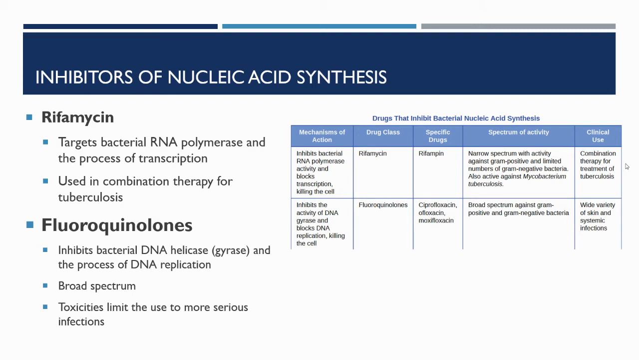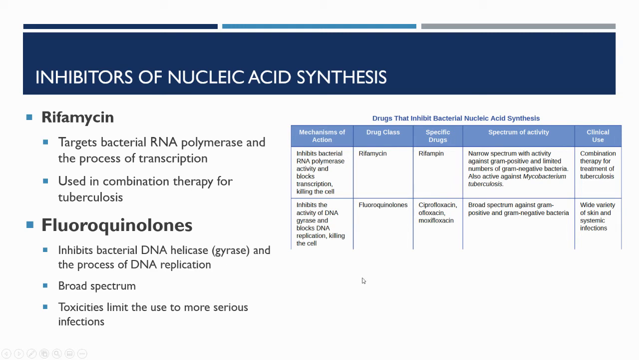So we're going after the RNA polymerase itself, after that molecule, so we don't get transcription. This is part of a combination therapy that's used for tuberculosis. So this targets RNA polymerase.